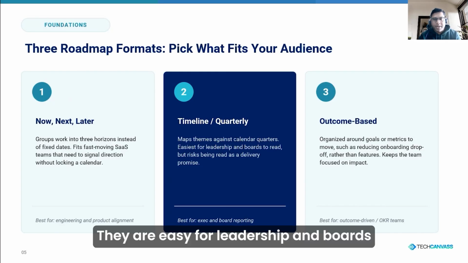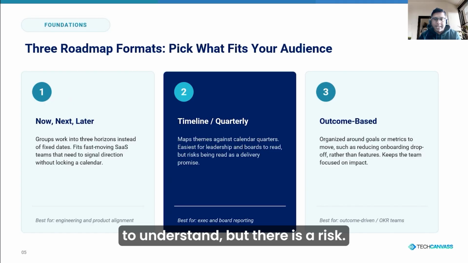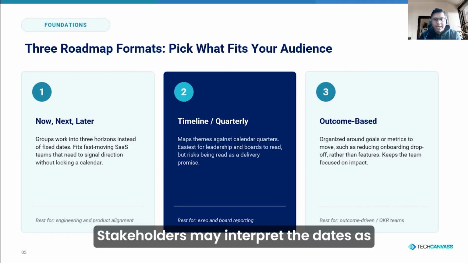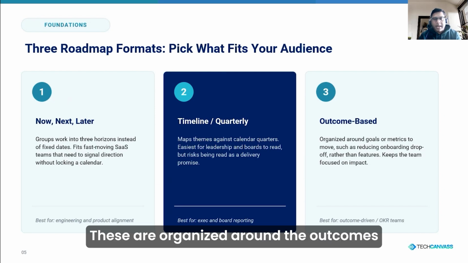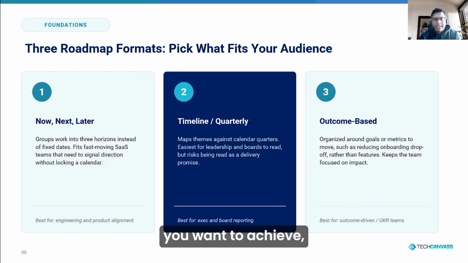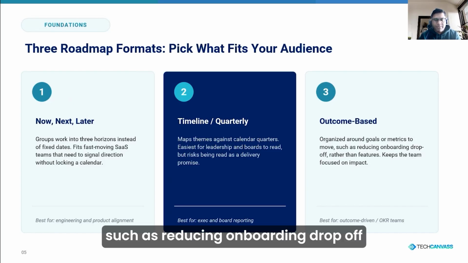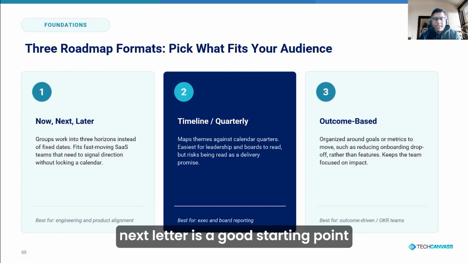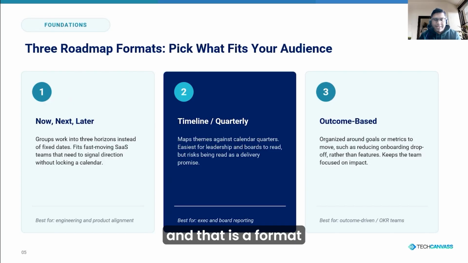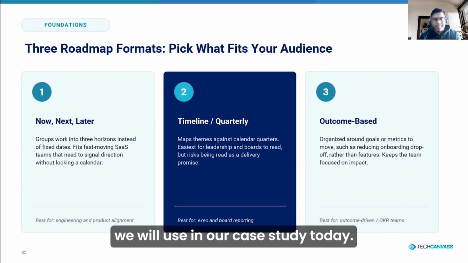They are easy for leadership and boards to understand, but there is a risk. Stakeholders may interpret the dates as firm delivery commitments. Third, outcome-based roadmaps. These are organized around the outcomes you want to achieve, such as reducing onboarding drop-off, rather than simply listing features. This keeps the team focused on impact rather than output. For most SaaS teams, now, next, later is a good starting point because it provides clarity while keeping flexibility. And that is the format we will use in our case study today.